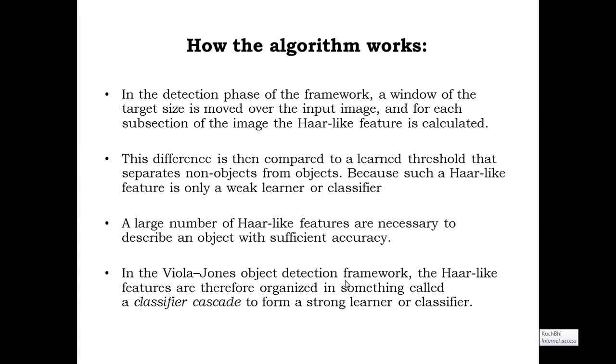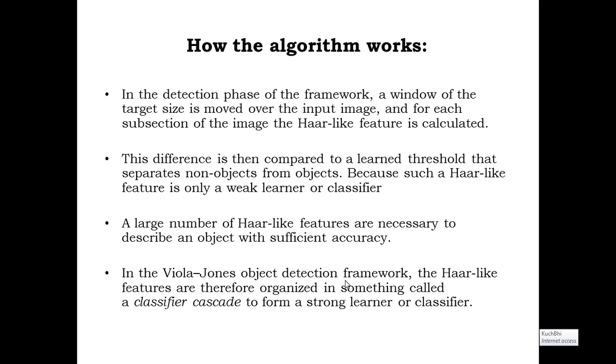In the detection phase of the framework, a window of the target size is moved over the input image, and for each subsection of the image, the Haar-like feature is calculated. The difference is then compared to a learned threshold that separates non-objects from objects. Because such a Haar-like feature is only a weak learner or classifier, a large number of these features are necessary to describe an object with sufficient accuracy.